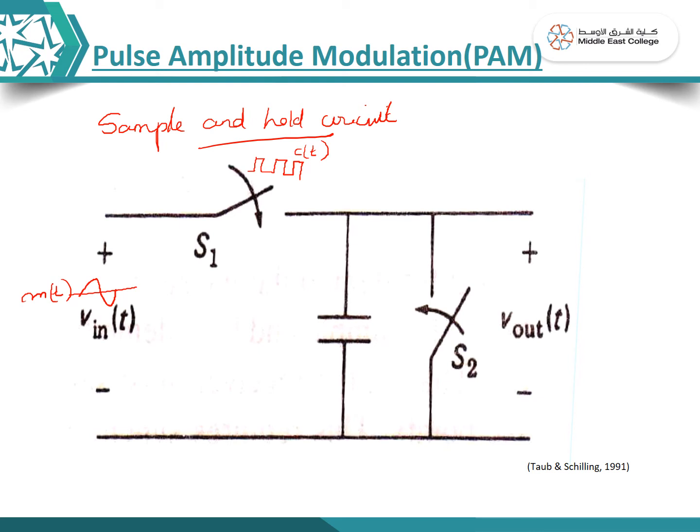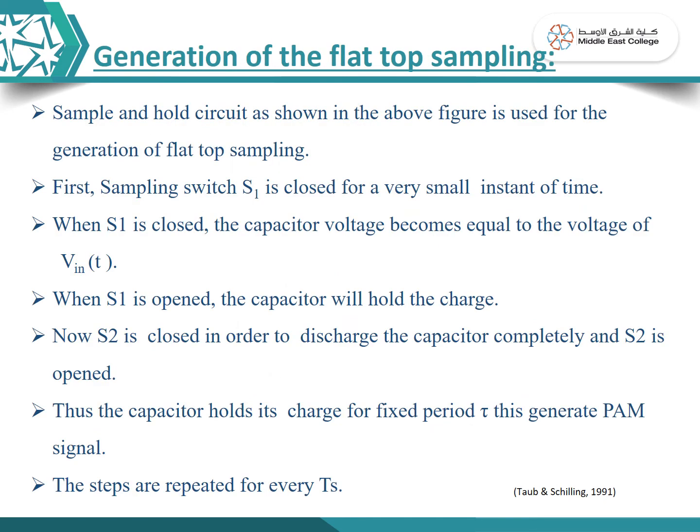Now when switch S2 is closed, the capacitor will start discharging. Once it is discharged completely, at the next pulse of the carrier, S1 will close again. So this will continue. This is the way we generate a flat top sampled signal using a sample and hold circuit. Sampling is done by the switch, and holding is done by the capacitor. So it is a sample and hold circuit. These steps I already explained with the circuit itself, so I'm not repeating them. Just go through it when you are reading.